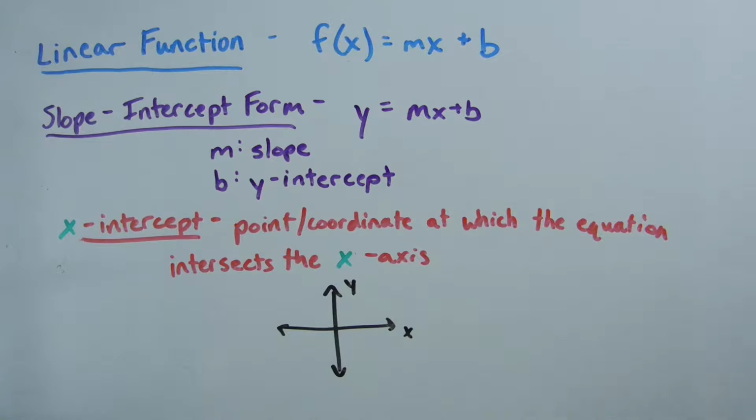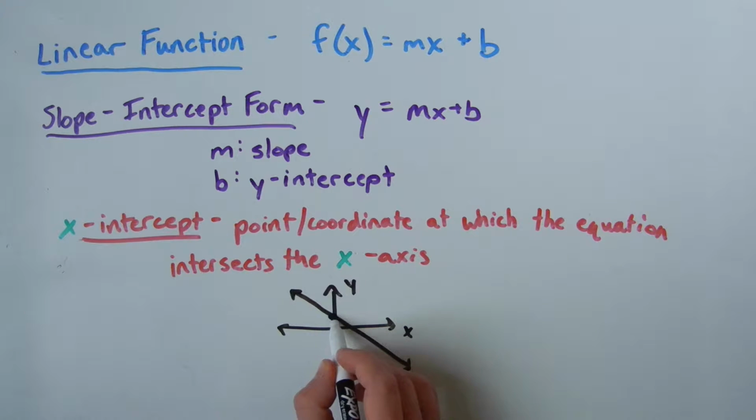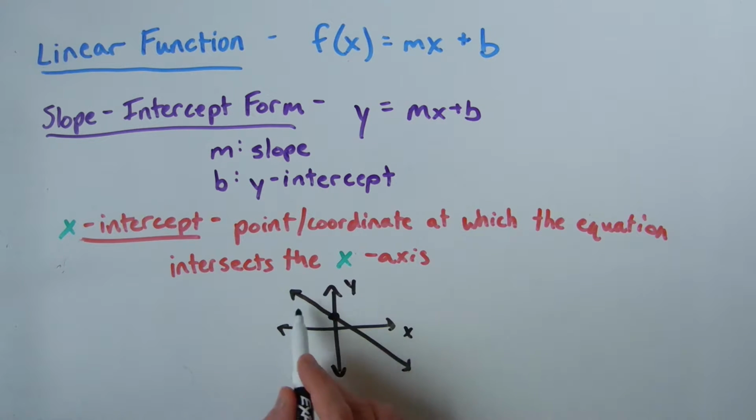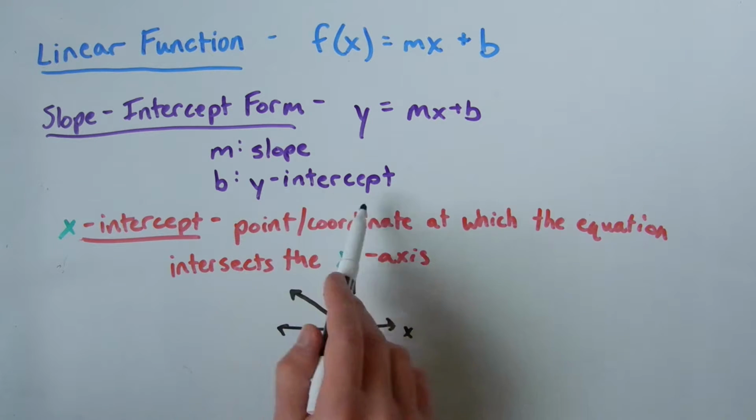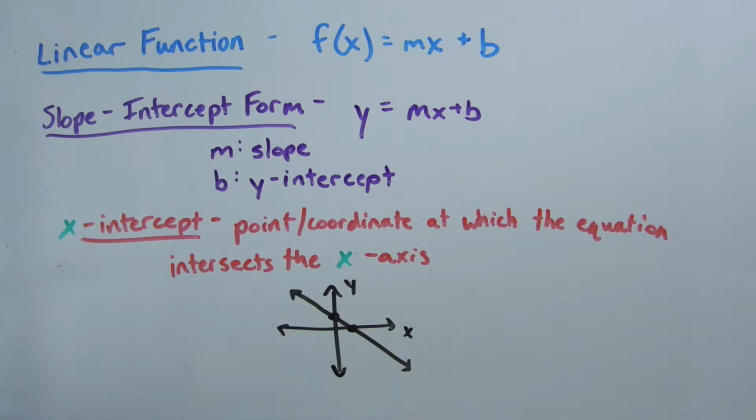So if I was to draw a line, the y-intercept would be at this point where the equation crosses the y-axis, and the x-intercept would be at this point where the equation crosses the x-axis. But for slope-intercept form, we're only concerned about the y-intercept. So let's look at an example of this.